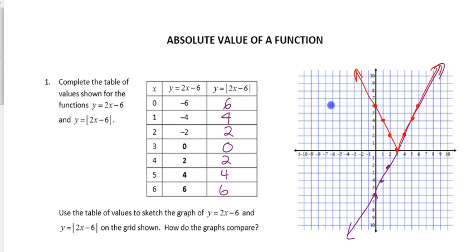So, how do the graphs compare? One of them contains negatives, the other one doesn't. So what would you say about this part of the graph? It's positive. They're the same. So on the original function, when the y values are positive, then we don't make any changes. What would you say about this part of the graph? It's a reflection on the x-axis.